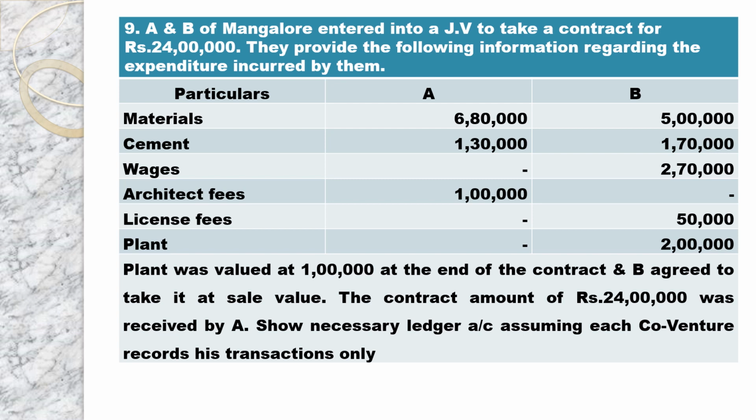So A and B entered into a joint venture to take a contract for rupees 24 lakh. So the value of the contract is 24 lakh. So 24 lakh is called sales. I repeat, 24 lakh is called sales, and this will come in the credit side of memorandum joint venture account. And this sale amount, contract amount, is received by A as per the last adjustment.